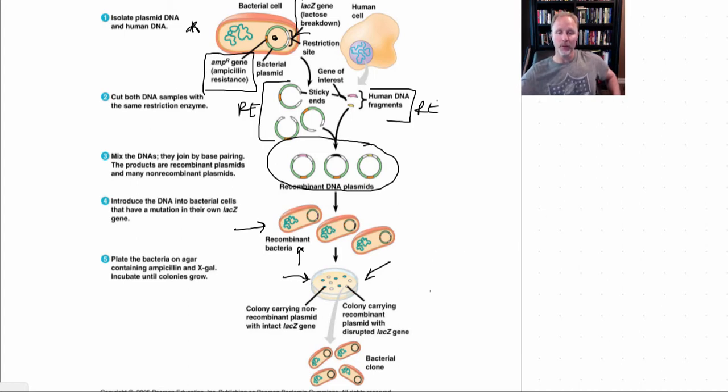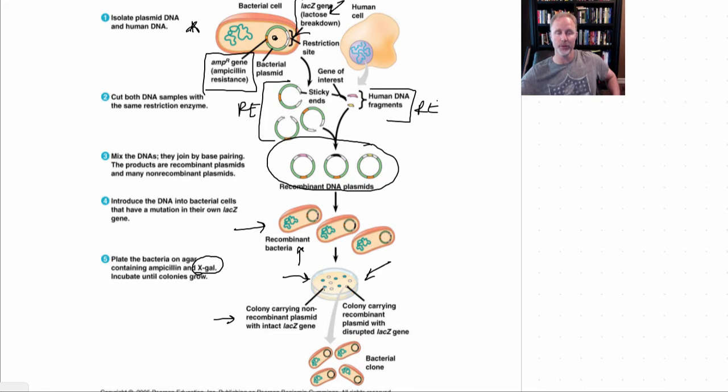Then what you're looking for is in these particular things, if the gene has not been disrupted, then the intact LAC-Z gene, as it's called, will be able to break down the X-gal that's been put into the medium. Okay, and what that does is it turns it blue. So the colonies that don't have the recombinants would be blue. So you can see here you've got a bunch of blue and white colonies on there.